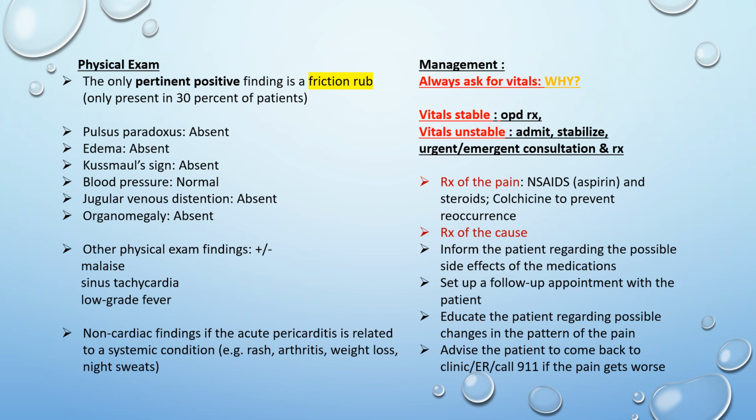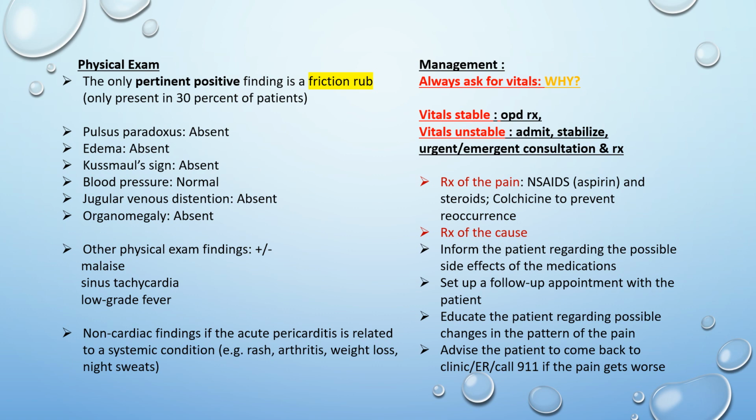In terms of managing a patient with acute pericarditis, always ask for vitals. Now the question is why? It's very simple. If the patient is vitally stable, you can treat the patient as an OPD patient. However, if the patient is vitally unstable, you need to admit the patient, stabilize, call for urgent and emergent consultation, and treat the patient.